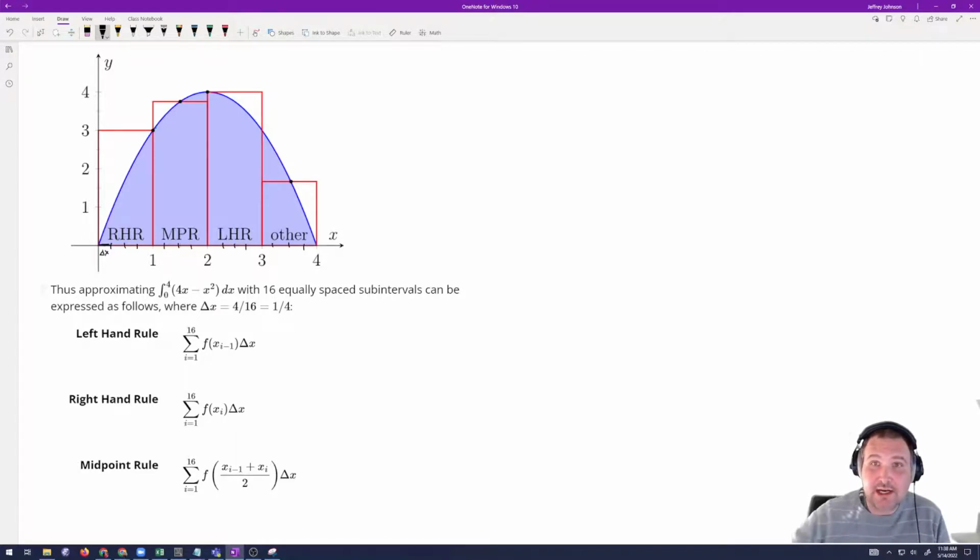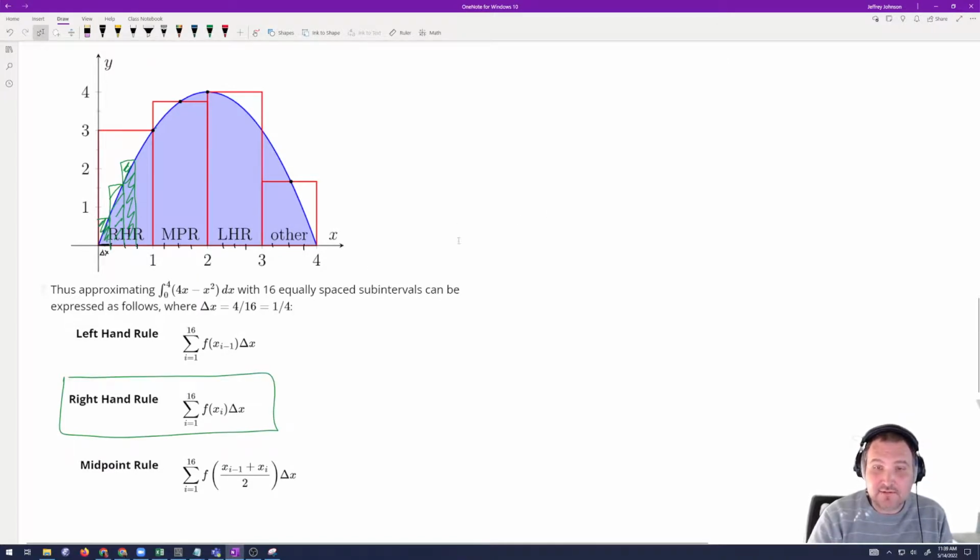Now, if we were to use the right-hand rule for each of these, that would look like this, right? We go to the right-hand side, and we will get a rectangle here. In the next subinterval, we'd go to the right-hand side and use this. The third subinterval, the height is determined by the right-hand side. So that's what I've drawn so far, is the right-hand rule.